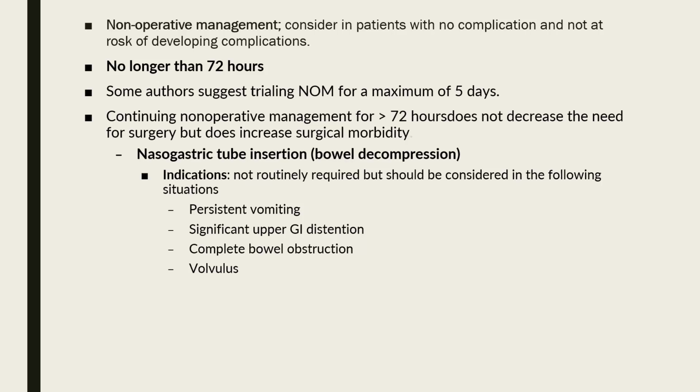So what are the indications for a nasogastric tube insertion? Not routinely required, but it should be considered in the following situations: persistent vomiting, significant upper GI distension, complete bowel obstruction, and volvulus. Because we said it's part of how you decompress. So you do an NG tube above and a catheter below. Next.